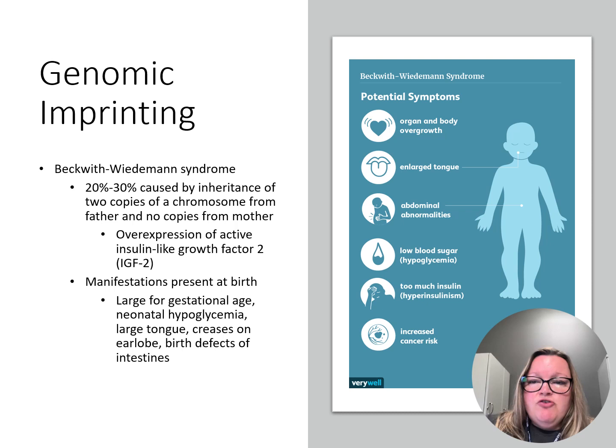This syndrome is usually identifiable at birth. Babies are usually large for their gestational age. They may have hypoglycemia as a neonate. They may present with a large tongue. They'll have some creases on their earlobes and possible defects of the intestines. As far as the cancer that they are at increased risk for, a Wilms tumor on the kidney or hepatoblastoma, which is a tumor on the liver, are risk factors for them.